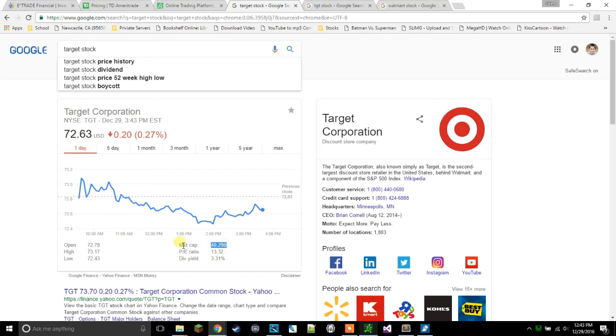Next, we have the market cap, or the MKT cap. Basically what that is, is how much money is in this company's stock. So right now, there's $40.29 billion of stock for Target Corporation.